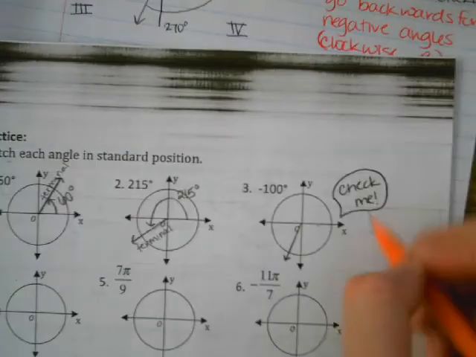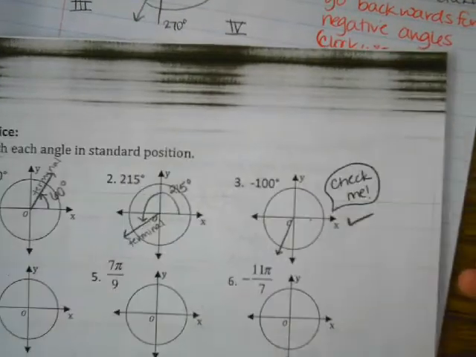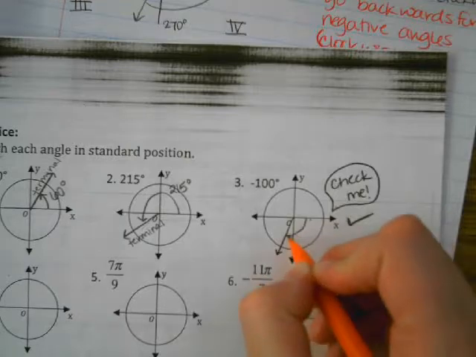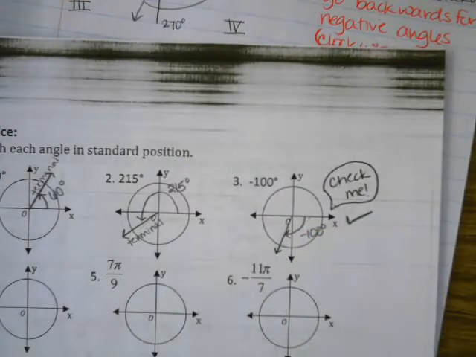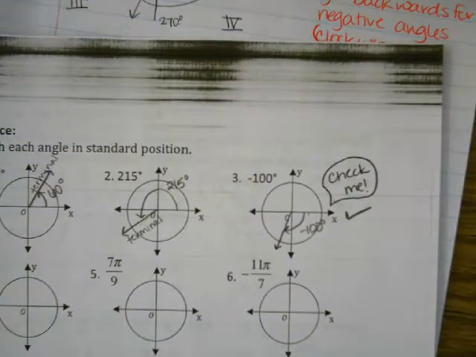So I'm going to say check. Check, that one was right. I'm going to draw this, yep. You guys got it, negative 100. My goal was not to trick you, it was to make you think about the difference. Yeah. Okay.